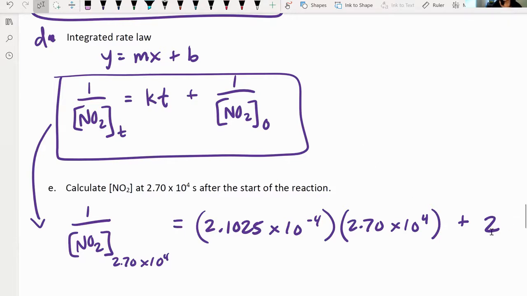And then my y-intercept here is 2, because I'm looking at that data table. I go all the way back up to that data table, and I'm looking at the reciprocal column at time 0, which has a value of 2. And so my goal now becomes I need to solve for the square brackets of NO2. So we're going to clean up the right-hand side here.